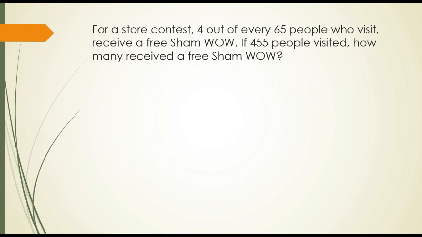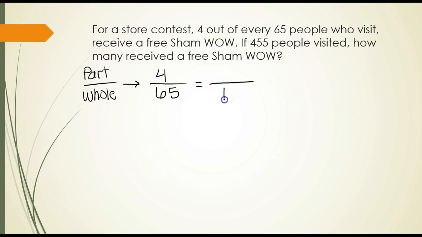Okay, so let's check this out. For a store contest, 4 out of every 65 people who visit receive a free Sham WOW. So again, this goes back to that part over whole. So we have 4 people as our part out of every 65 people. Okay, and then this is going to be equal to what? It says if 455 people visited, how many received a free Sham WOW? So do you think that's going to be the total number of people who visited or only a part of them? Very good. It is our total.